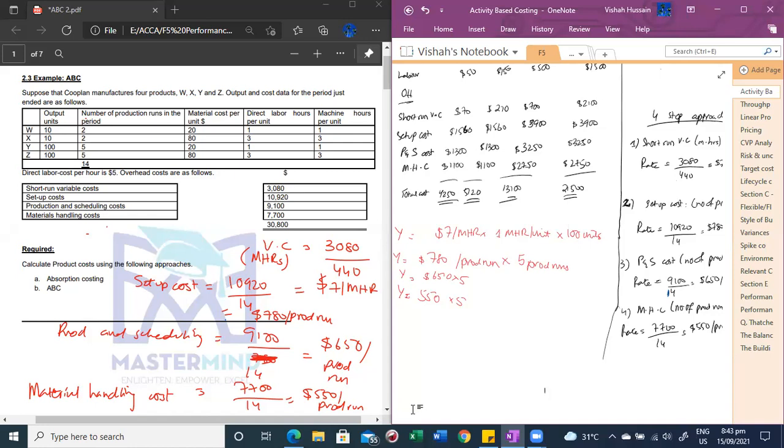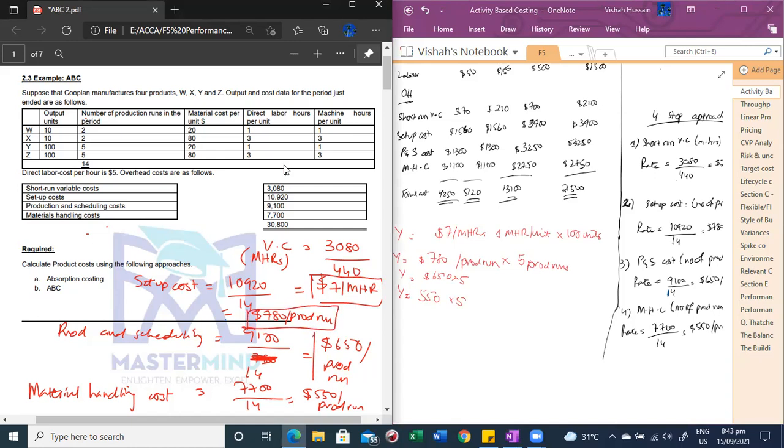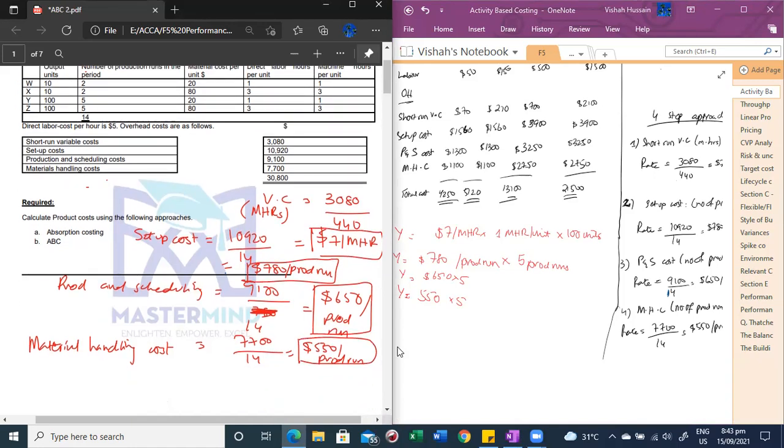Now, coming towards how you're going to apply it over the products. So we have four overhead absorption rates that we have generated over here. One is your $7 per machine hour. Second is $780 per production run. Then we have $650 per production run, and then we have $550 per production run. So if you see over here, in this area, I have computed it for Y, just for Y.